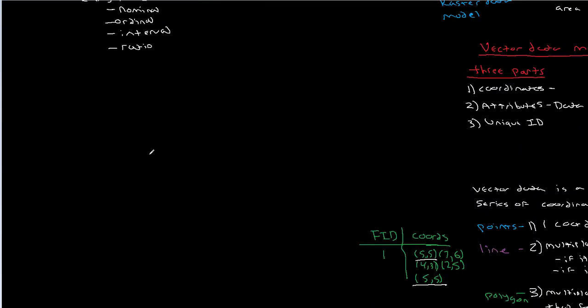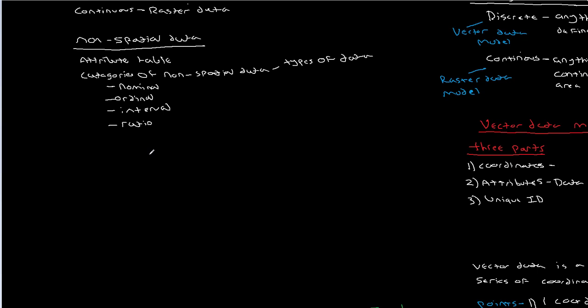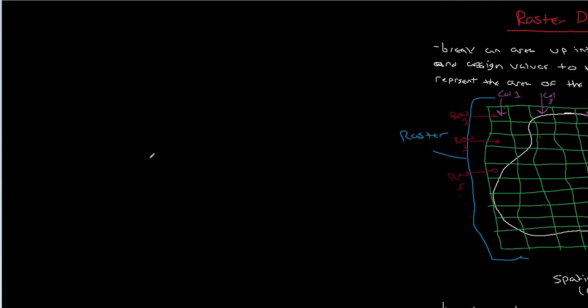So what I want to talk about first is this idea of categories of non-spatial data. Let's go ahead and give ourselves some room here. We're going to talk about categories of non-spatial data. So what do I mean when I say non-spatial data? These are things that you've collected about a location or about a particular object.